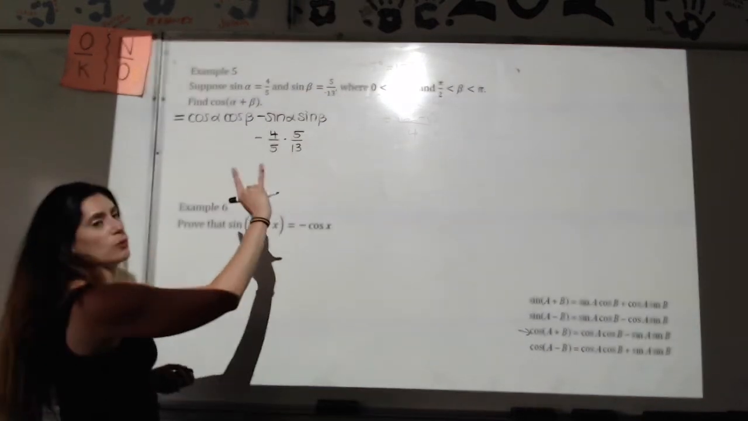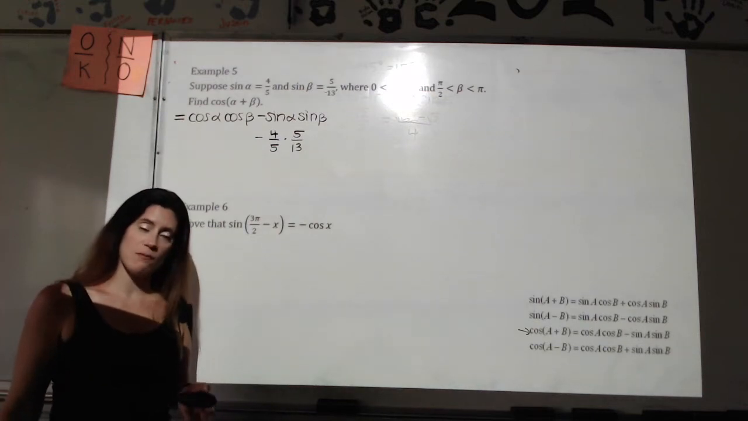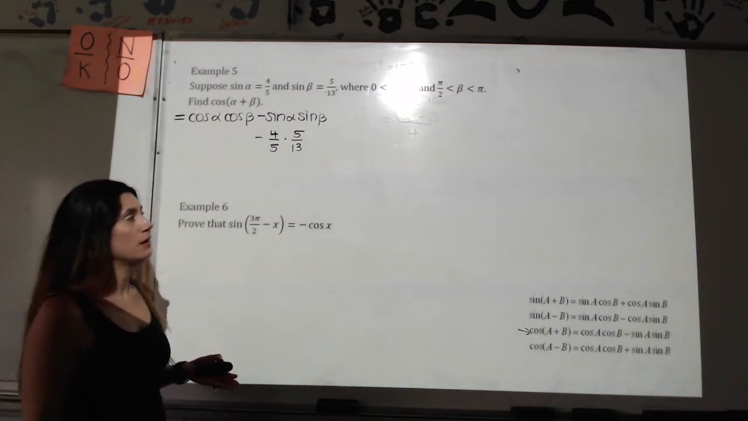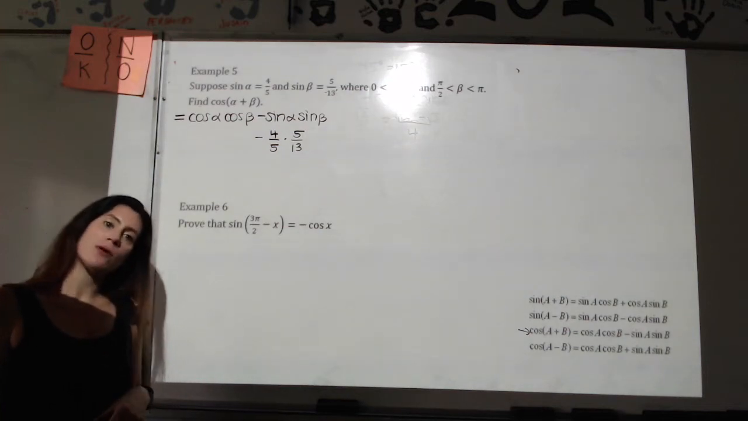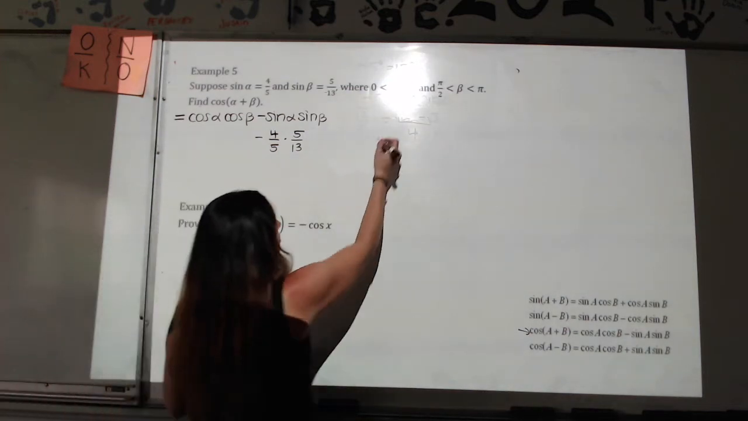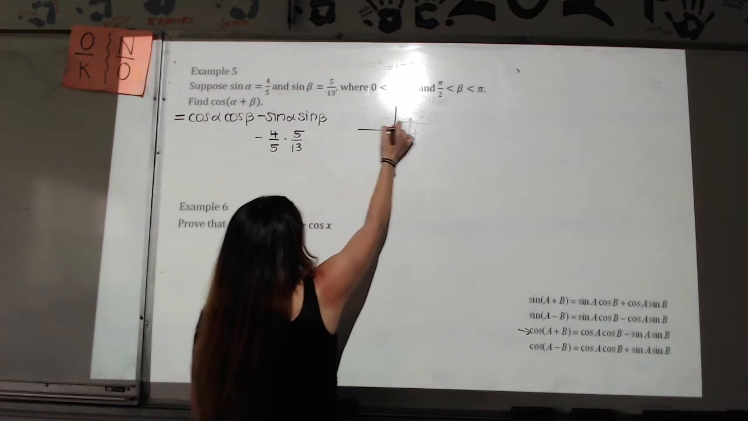But now I have to deal with what's over there. They only gave me the sine for both alpha and beta. I need their cosines also. So you kind of have to work this backwards like we did with inverses. So the first thing I'm going to do is work with alpha.